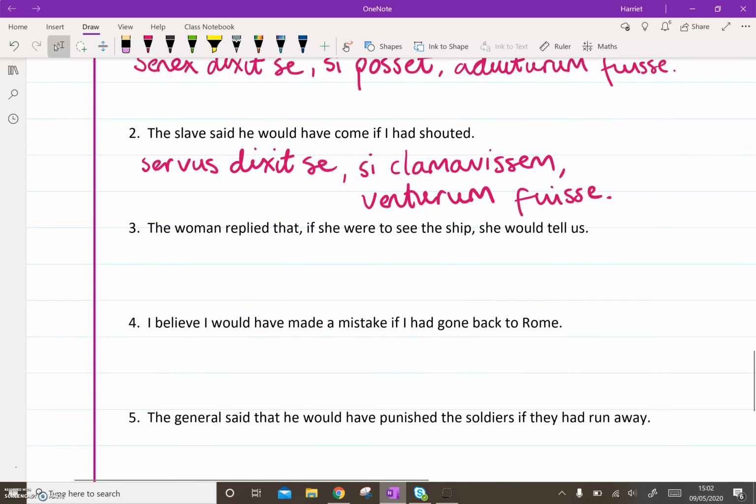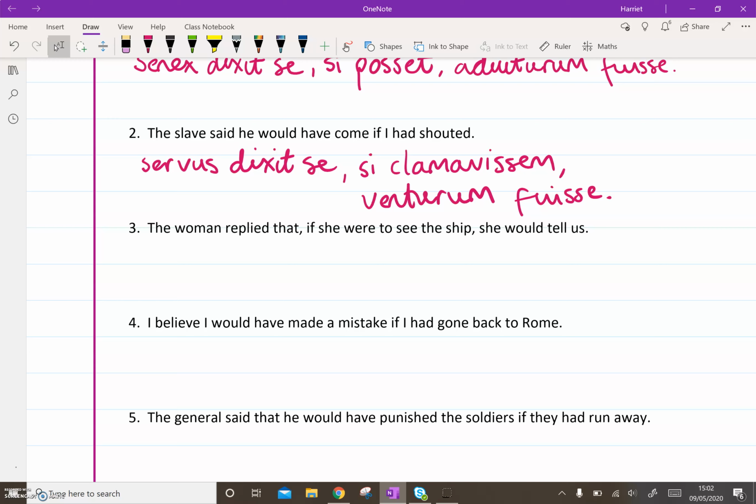Okay, number 3. The woman replied that if she were to see the ship, she would tell us. Now, we need to think about this one because this is not closed. There is a potential that she could see the ship. So what this means is this is either a future remote conditional, so she probably isn't going to see the ship, but there's a potential for it, or this could actually be an open condition. It's totally believable that she can see this ship.